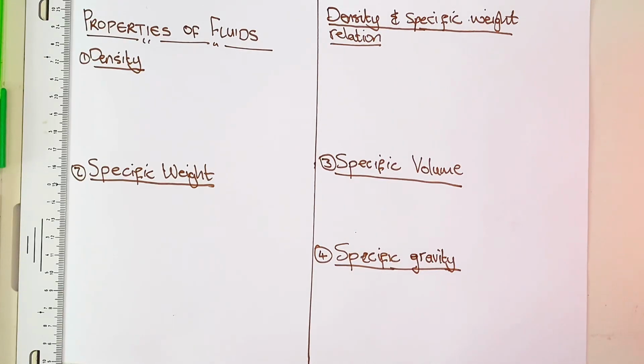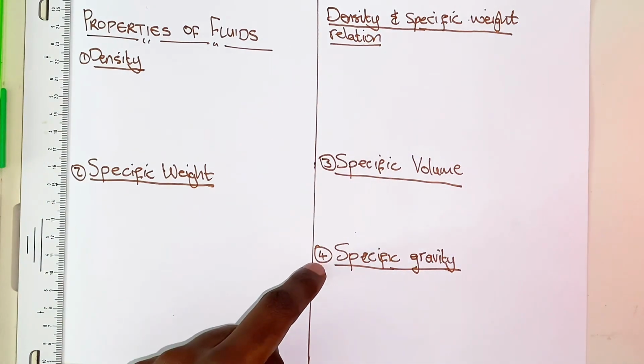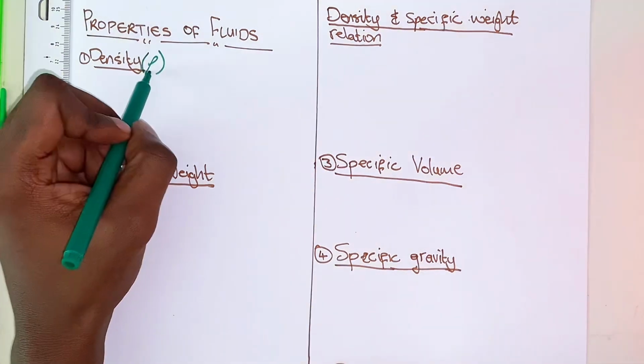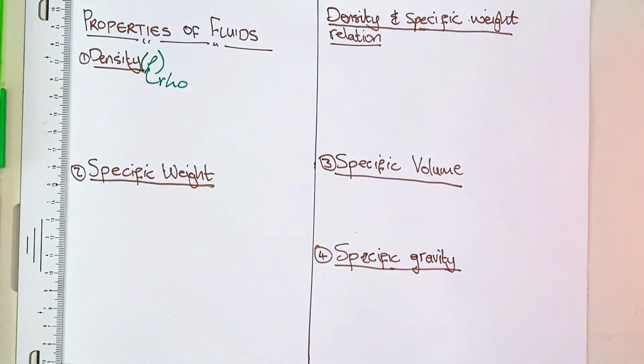To discuss fluid mechanics, we need to begin with the properties of fluids. Now, in this video, I'm going to discuss density, specific weight, specific volume, and specific gravity. So this is called rho.